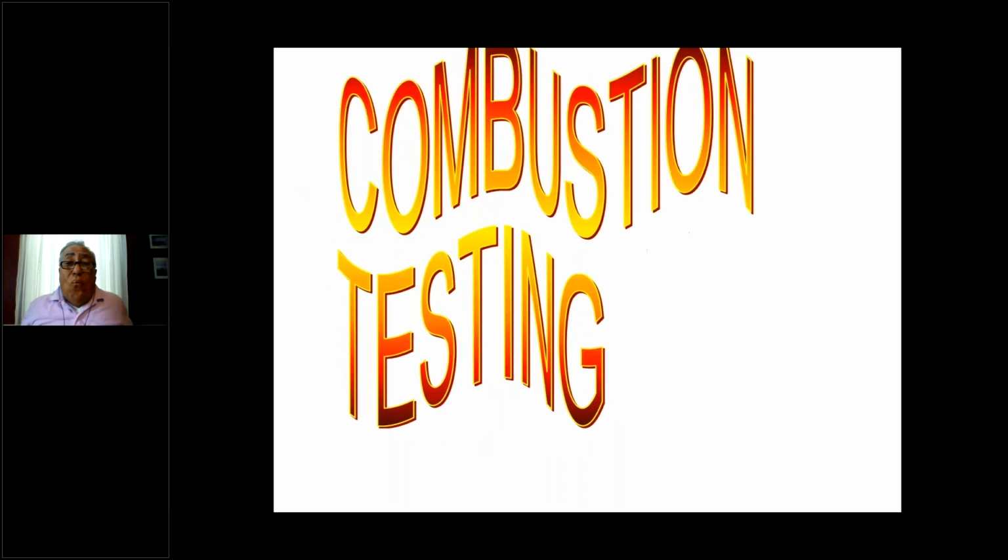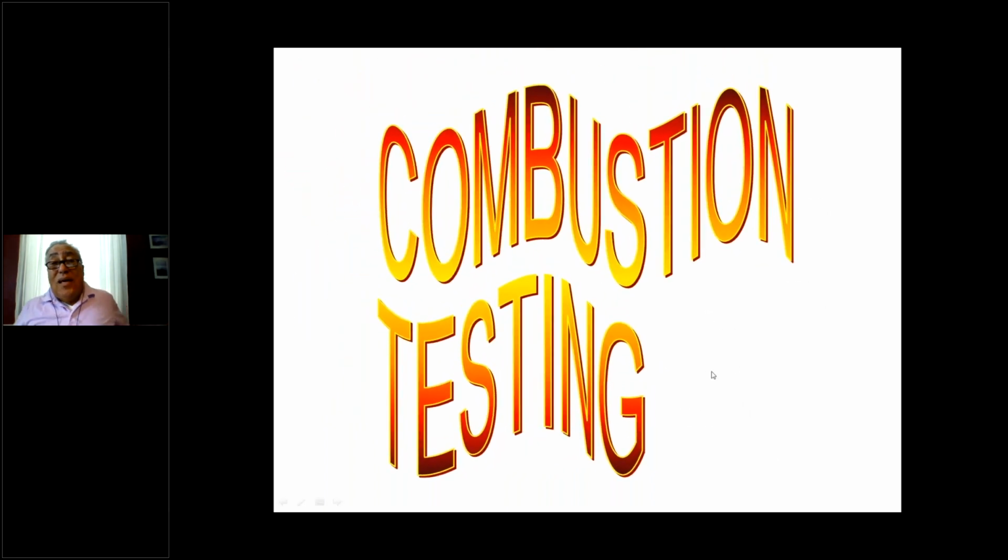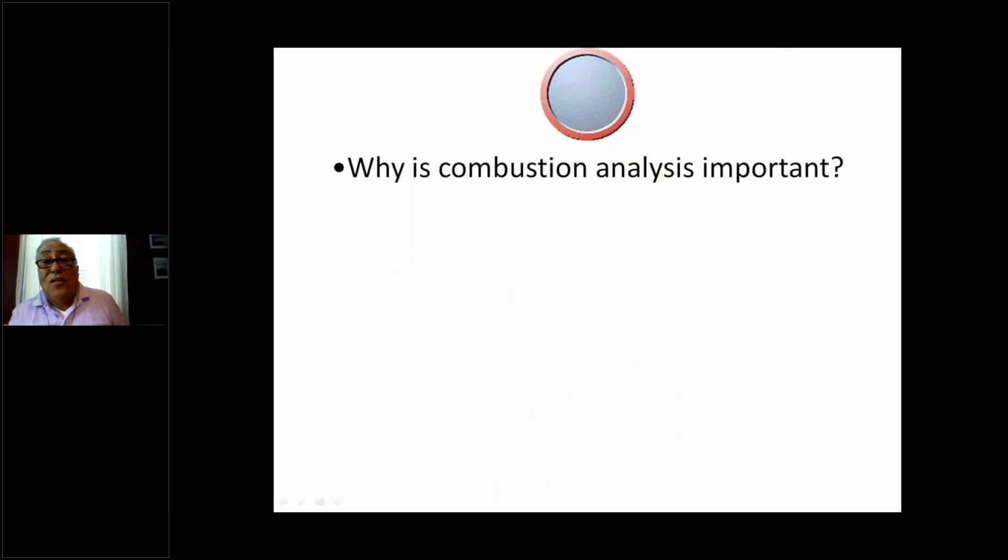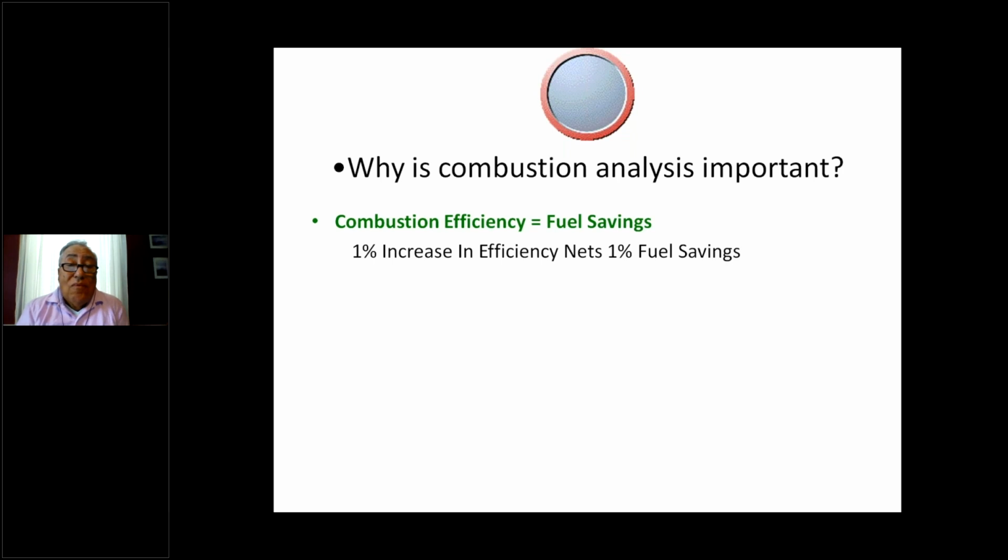So what are we testing? We are testing this combustion. So some reasons why it's so important. Well, efficiency, that's a good reason. We want to make the equipment as efficient as possible. And for fuel savings, if we can increase the efficiency, we are increasing the fuel savings. We want to burn as much of the fuel as possible.